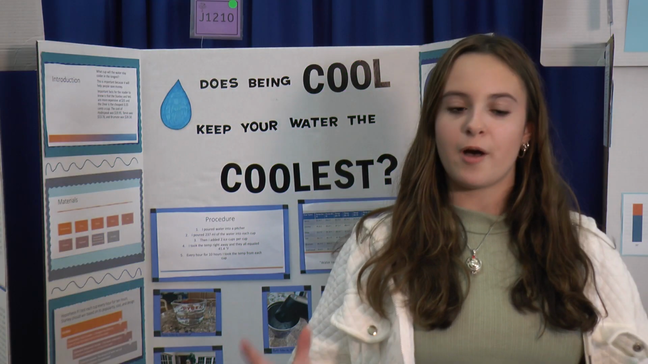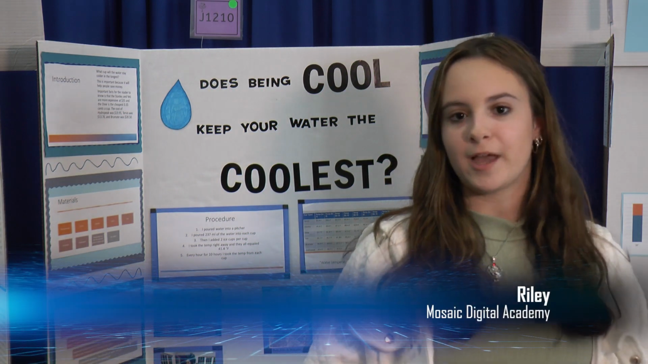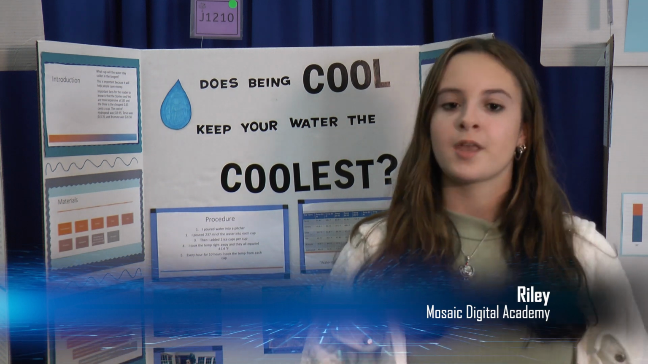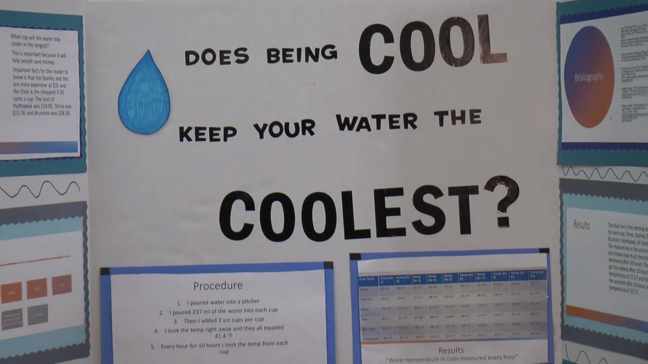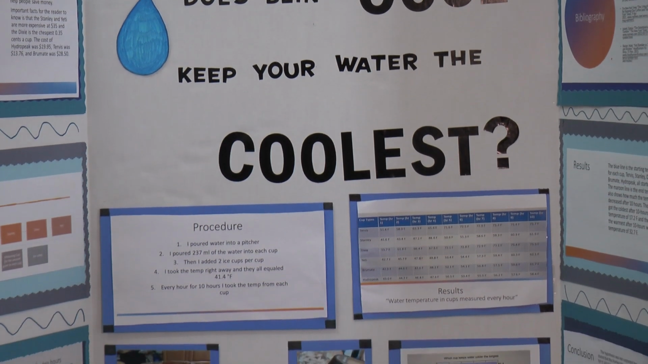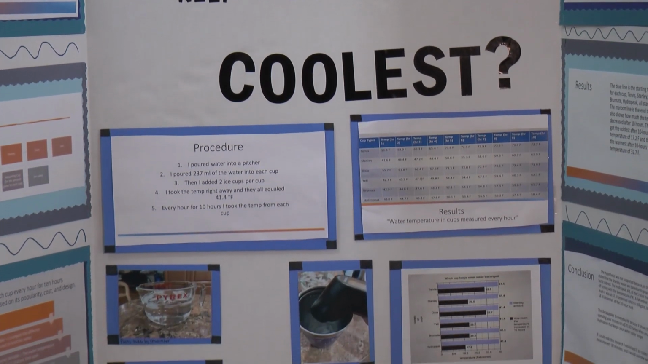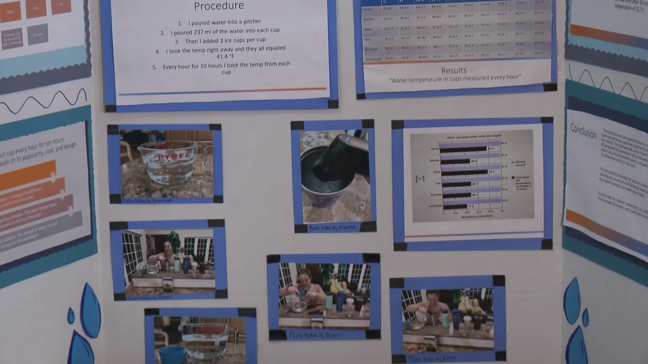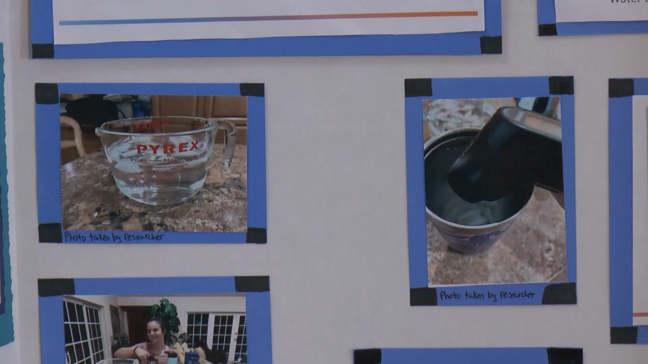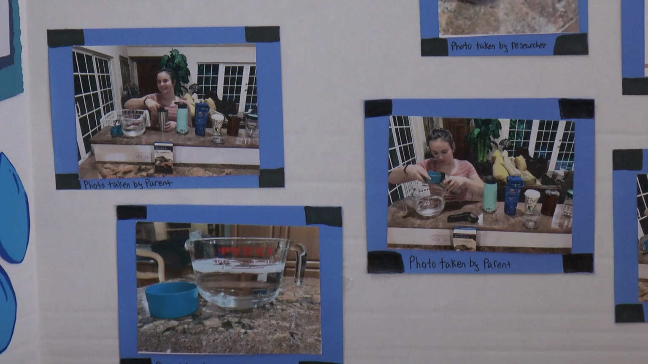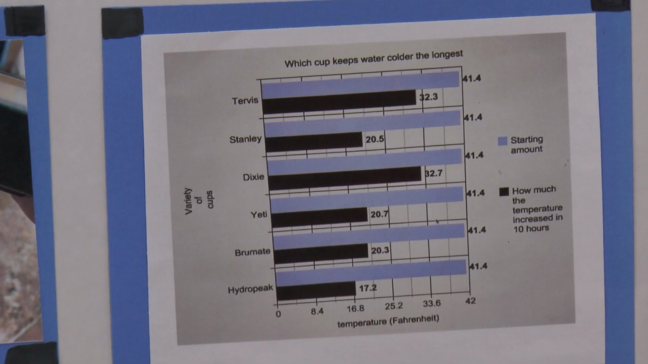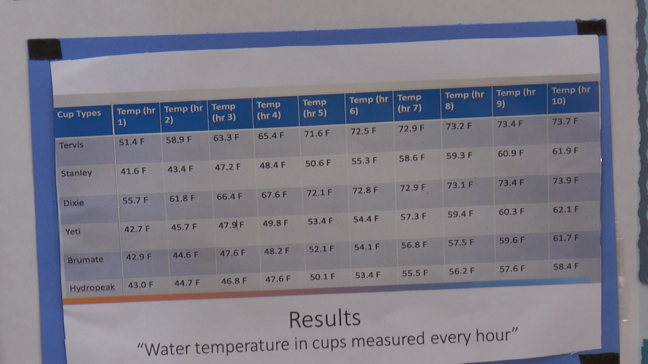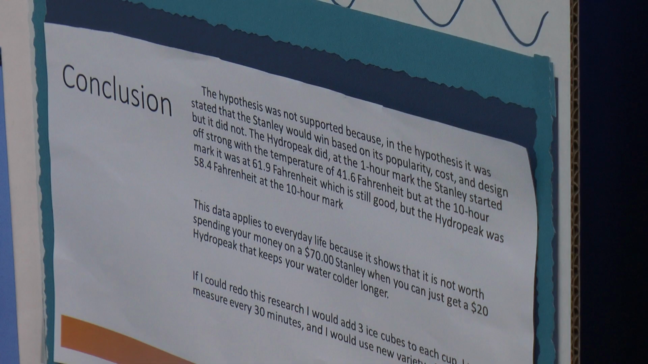So I measured different waters by their temperature. I chose 6 different popular cups, and every hour for 10 hours I would test it to see what temperature it is, how much it's increased, to see the price, how much it would cost for each cup. For my project, I took water from the tap and I got 2 ice cubes per cup, and I had 6 cups. I put it into one big bowl, and then I took a measuring cup and poured 1 cup into each cup. And then every hour for 10 hours I would check it to see what the temperature was.